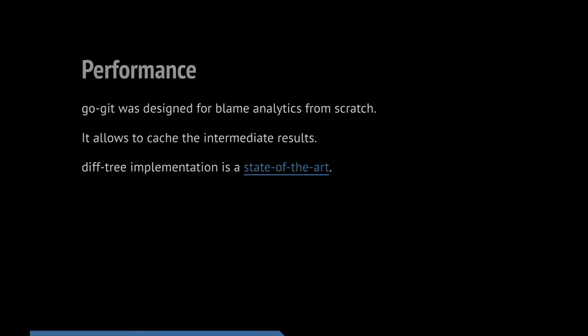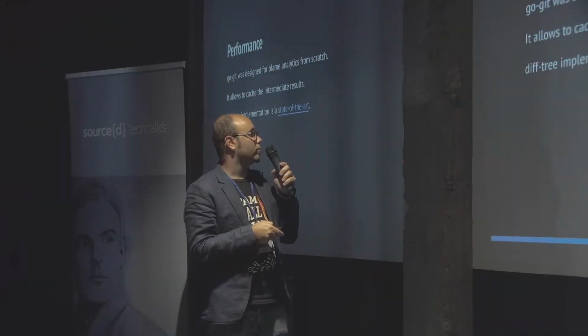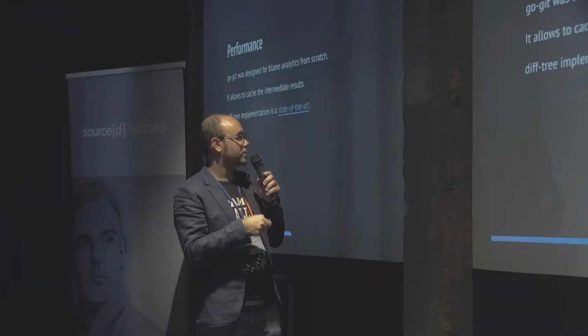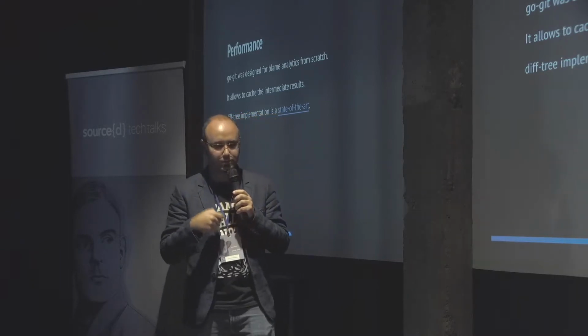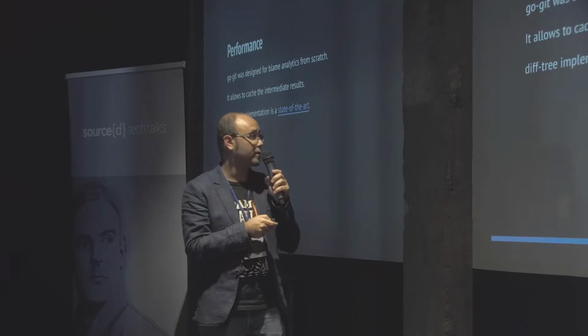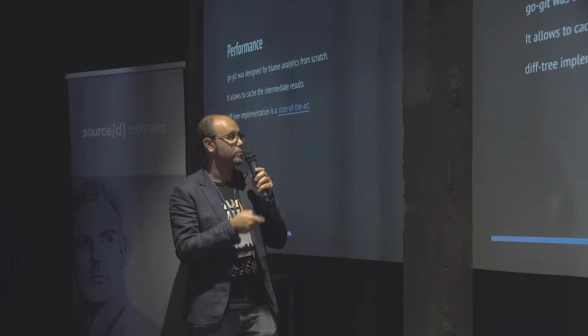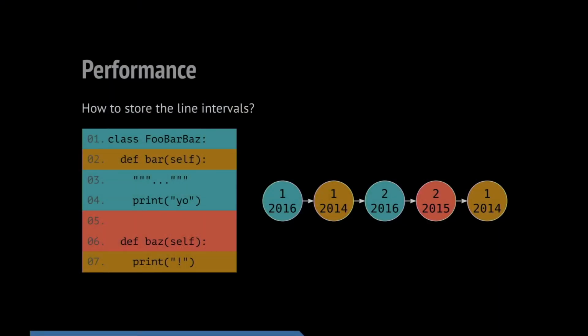Luckily, GoGit was designed for this sort of stuff, hacky things right from the start. We designed it to provide as flexible solutions for analytics as we could. So we have really nice diff tree algorithms there, which compare file trees. We have really nice ordinary diff there, and we were able to use it in our tool.